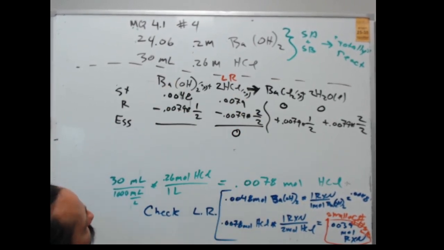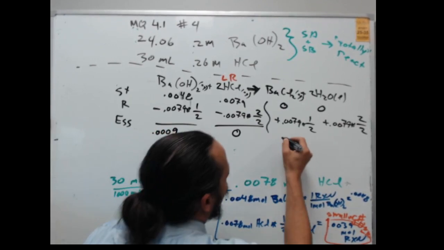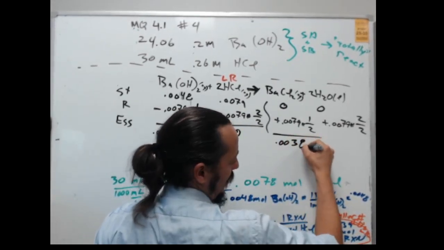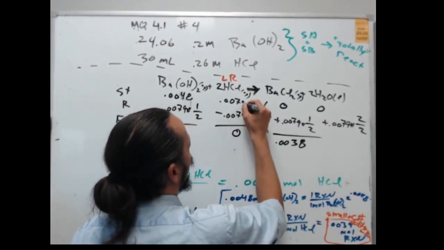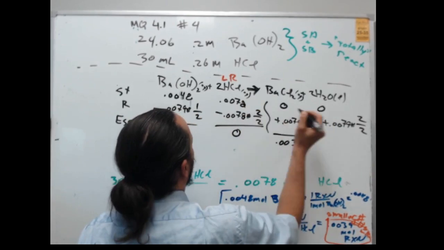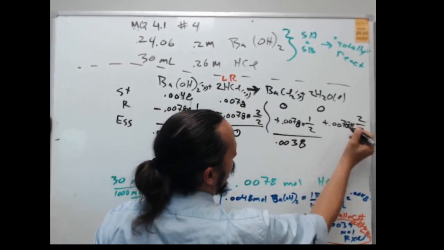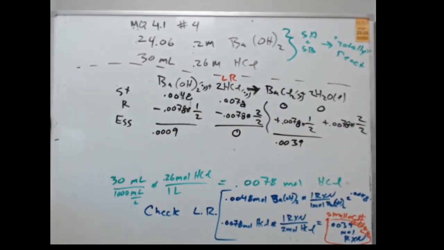Our barium hydroxide, I already forgot. Oh, no, I remember now. 0.0009, and this becomes 0.0038. No, sorry, I messed up my numbers. These are supposed to be 7 8s, and the other one 0.0038. I messed up my 8 and my 9, and this is 39. Sorry about that. So if you were wondering, where'd you get 0.0079?